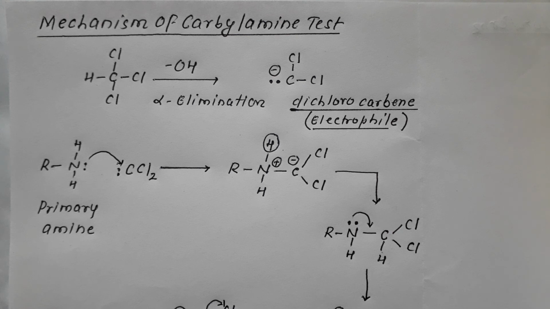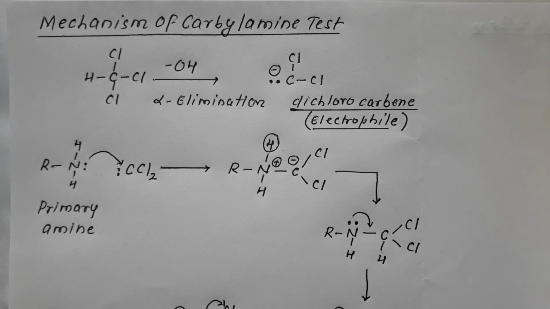Then this molecule again loses a proton. The shared pair between nitrogen and hydrogen is taken by nitrogen. Again, nitrogen gets a lone pair. This nitrogen takes the pair from the hydrogen, converting this shared pair into lone pair, resulting in formation of RN double bond CHCl. This hydrogen gets eliminated. Now, what happens?